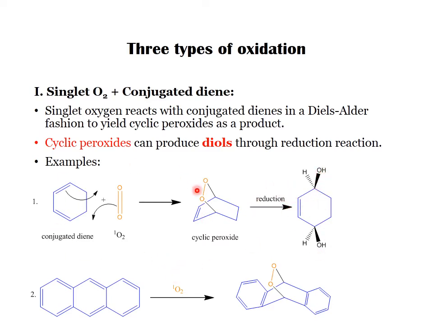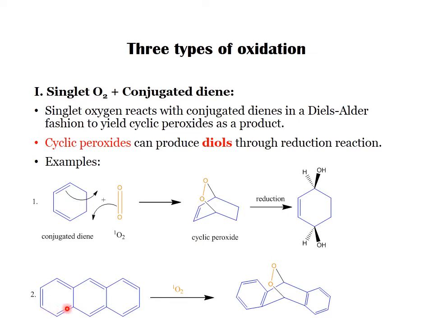Okay, so when you reduce, this peroxy sigma bond will undergo cleavage. Since this bond is attached with two electronegative elements, it is very weak, and you can easily cleave it. So if you add a suitable reducing agent, you can break this bond and you'll get a diol. Okay, syn diol as a product.